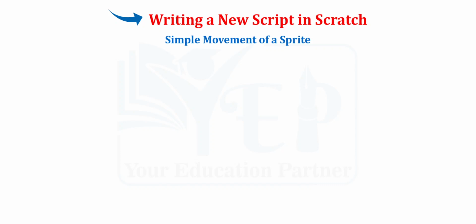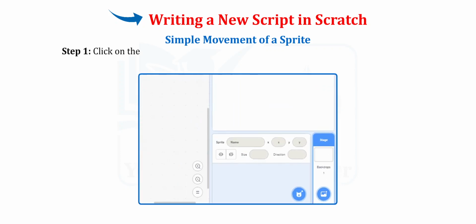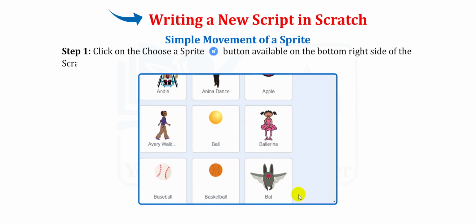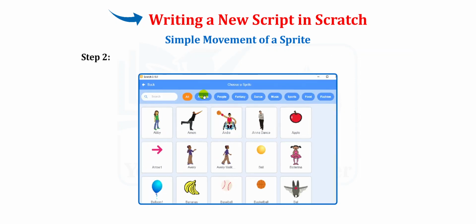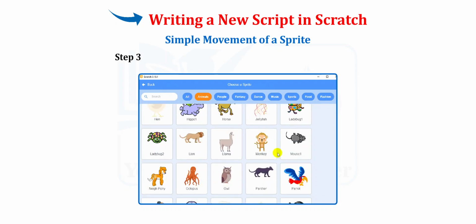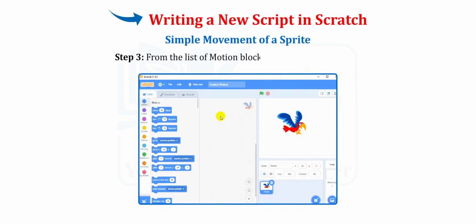Simple movement of a sprite. Step 1. Click on the Choose a Sprite button available on the bottom right side of the Scratch window. Step 2. From the available categories, select Animals and choose the Parrot sprite. Step 3. From the list of motion blocks, select the block.